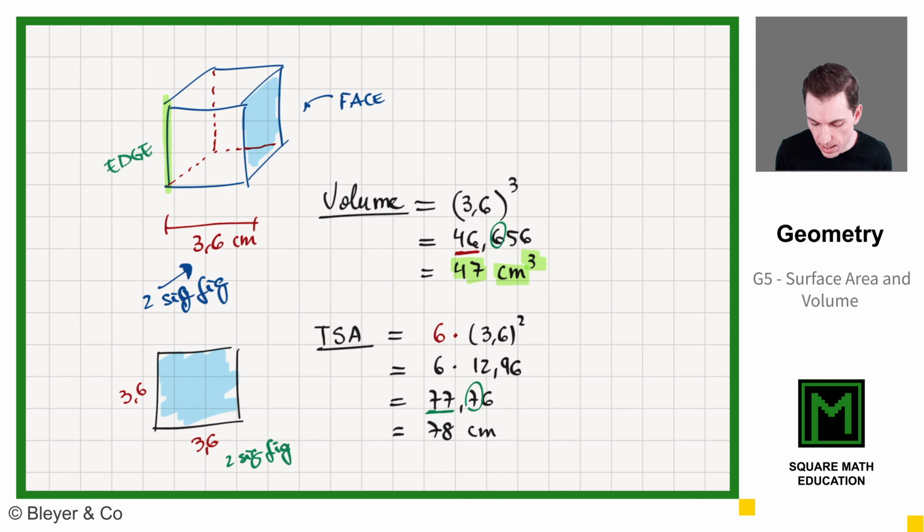Now remember that this is area. Area is all about squares. So this is going to be 78 square centimeters for my area.